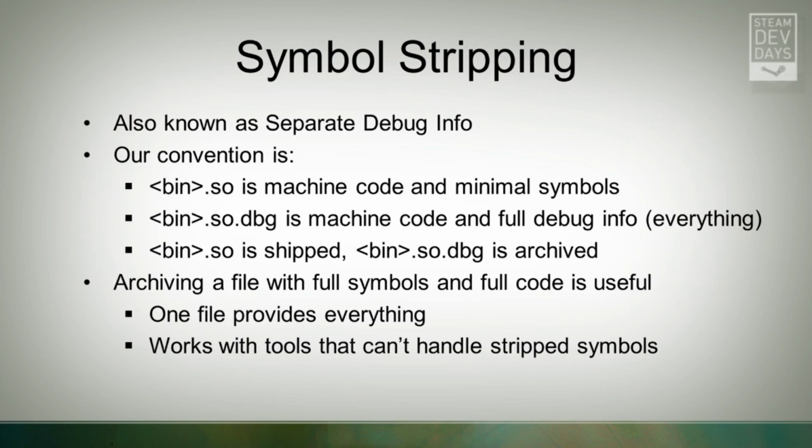And having one file that provides everything turns out to be kind of convenient. It doesn't actually waste any space because we just archive the one file instead of having to archive two. And there's some tools that work better if you've got the symbols and the machine code in one file. It guarantees that they can always find the symbols. They're right there.